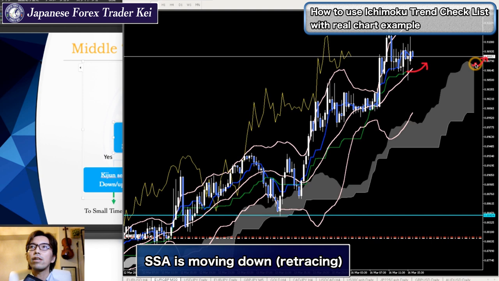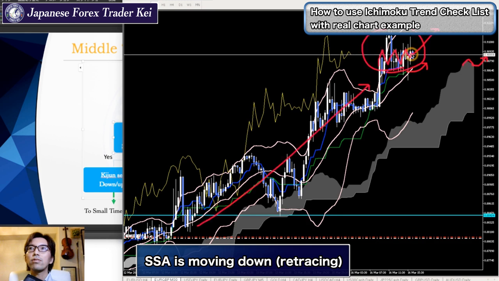If Senkou Span A is retracing this way, that means that the market is consolidating right now. So in the short term, there is no trend in the market. Market is consolidating. So there is no direction in the market, right? The market might go upwards, but it might go downwards, and we never know which way the market is going to go. So that's why we have to wait for the next uptrend confirmation.